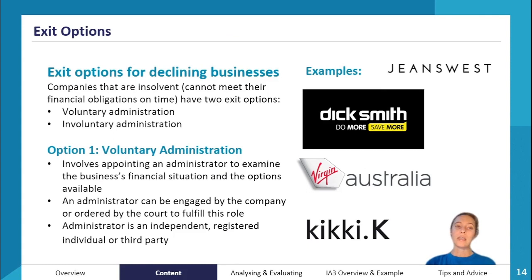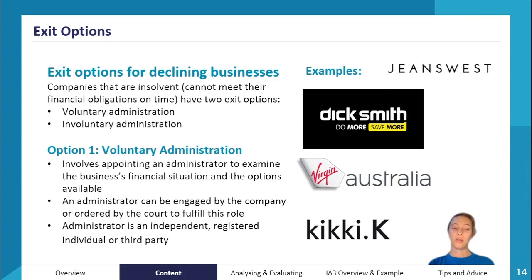Now let's have a look at exit options. If the business continues to decline and it's not able to reestablish itself in the industry, then it may choose to exit. Companies that are insolvent, which means they can't meet their financial obligations on time, have two exit options: voluntary administration or involuntary administration. Voluntary administration involves the business appointing an administrator to examine the business's financial situation and the options that they have available to them moving forward.